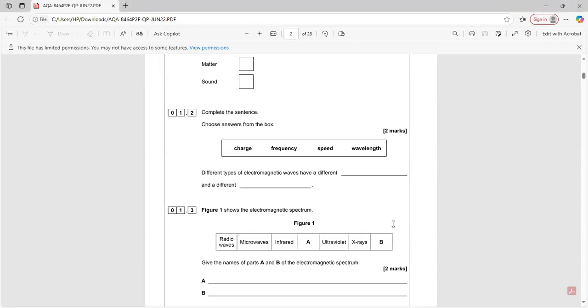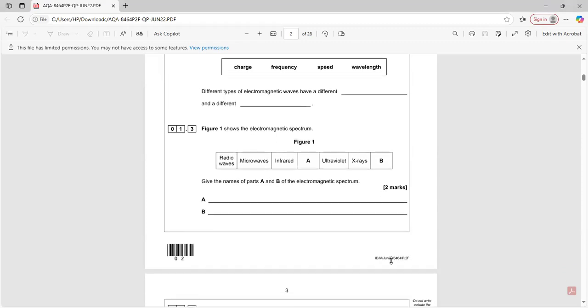Okay. Do you remember the acronym? Rami Vox-GAM, right? So what would A be?